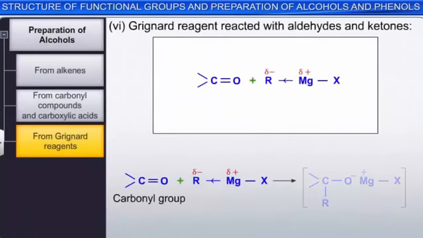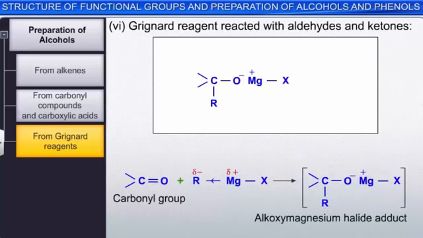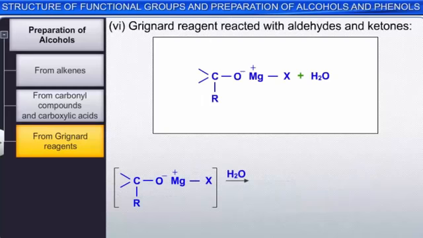Grignard reagents provide a sixth route for preparing alcohols. Grignard reagents can be reacted with aldehydes and ketones to make alcohols in a two-step process. The first step involves nucleophilic addition of the Grignard reagent to the carbonyl group to form an alkoxy magnesium halide adduct. Then the adduct is hydrolyzed to form an alcohol.